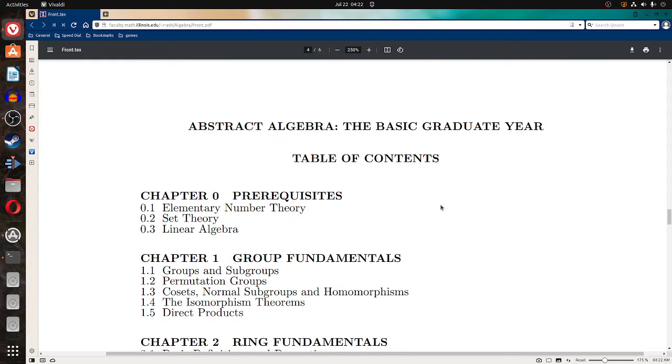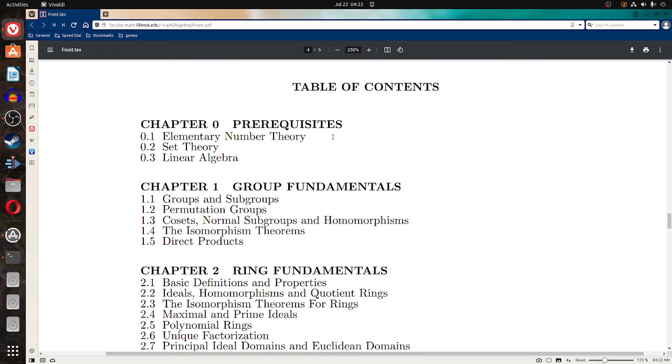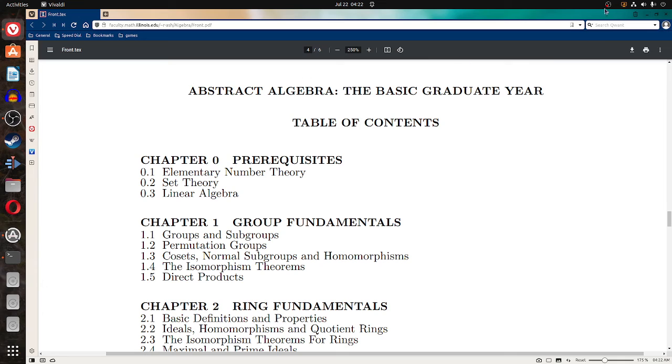Oh, while we're here, we might as well go over Abstract Algebra, the Basic Graduate Year, Table of Contents. I'll do that in a separate video to keep these short.